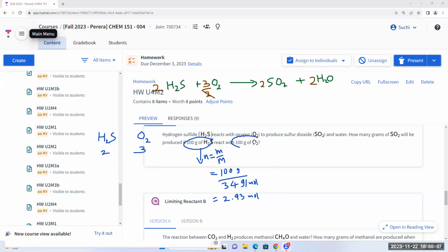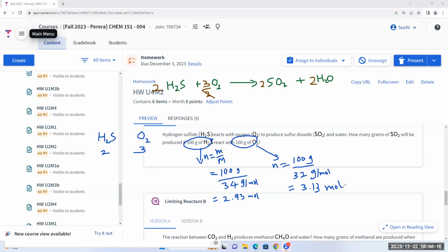And then oxygen. We do the same thing to oxygen as well. The number of moles of oxygen: the mass is 100 grams. Divide that by the molar mass of oxygen, which is 32 grams per mole. They're very similar actually. That will give you the moles of oxygen. What's the moles of oxygen you got? 3.125. Okay, let's say 3.13 moles. This is what we have.